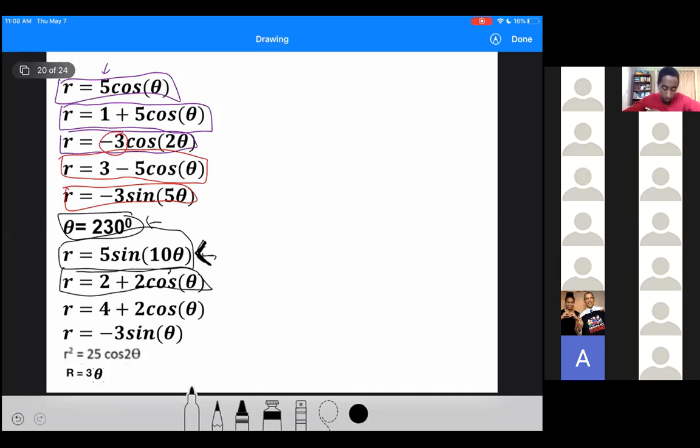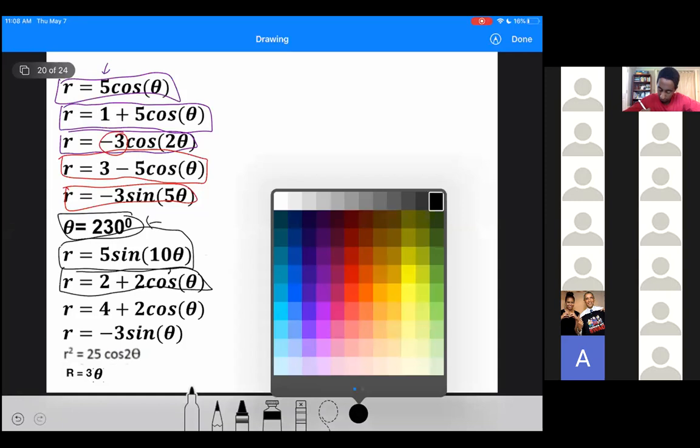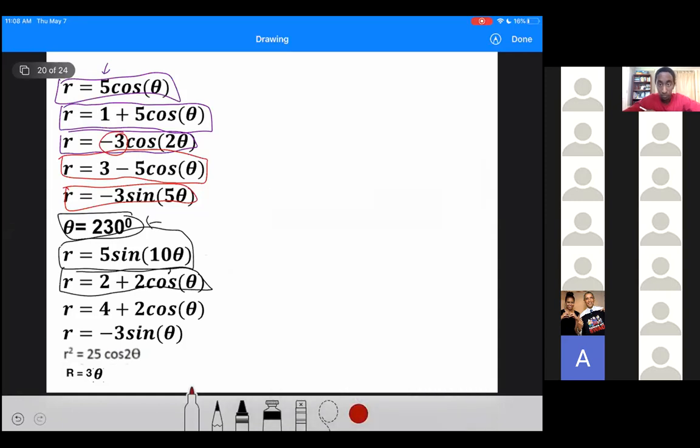Good. What's this called? And tell me something about it, Kevin. It's a limacon, and it looks like a heart. Yes. So therefore, it's a what? Limacon. What kind? It has a name, like if it looks like a heart. It's also a cardioid.